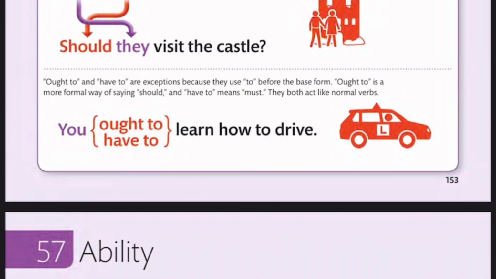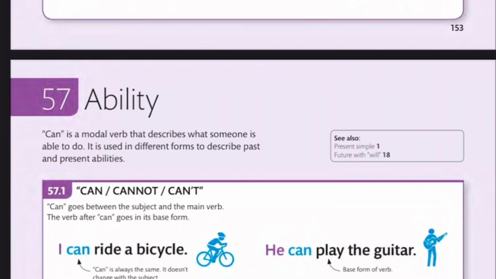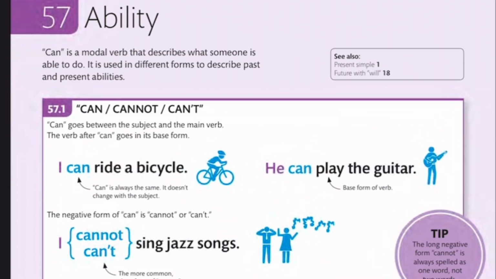Ought to and have to are exceptions because they use to before the base form. Ought to is a more formal way of saying should, and have to is the more formal way of saying must. So we use it as a normal verb. You ought to learn how to drive. You have to learn how to drive. Now, moving forward, we are going to be taking this thing one after the other.